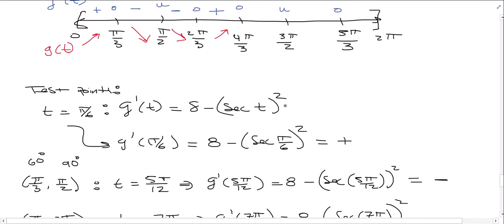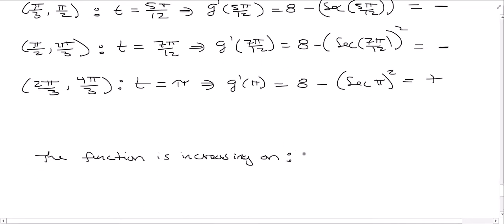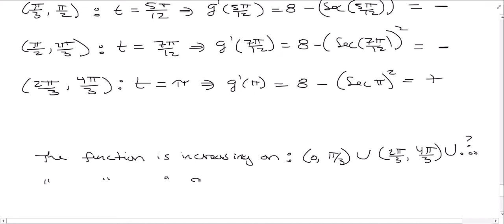So keep going with your testing of the critical numbers, and so we can say this is increasing from 0 to pi over 3, union 2 pi over 3 to 4 pi over 3, and there's probably one more. So what's the other one? And the function is decreasing on the ones where the derivative is negative.